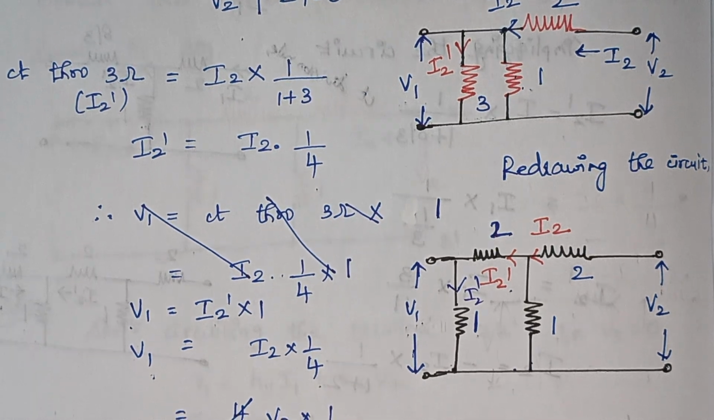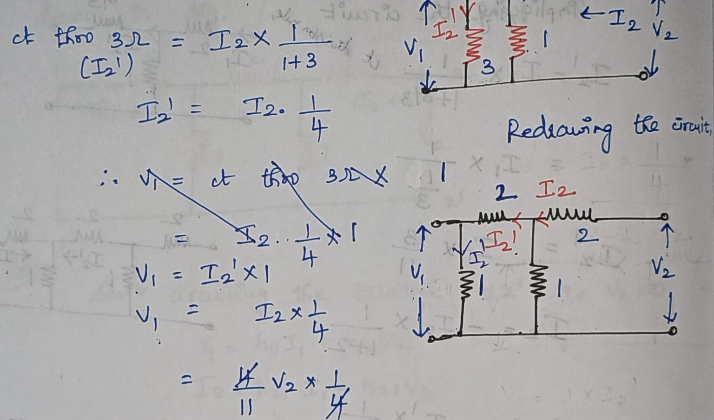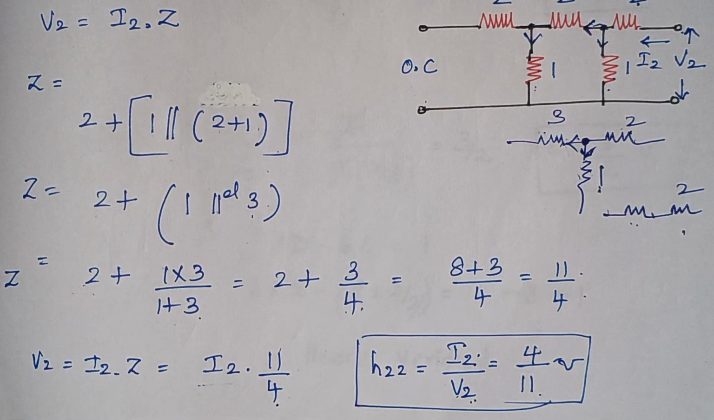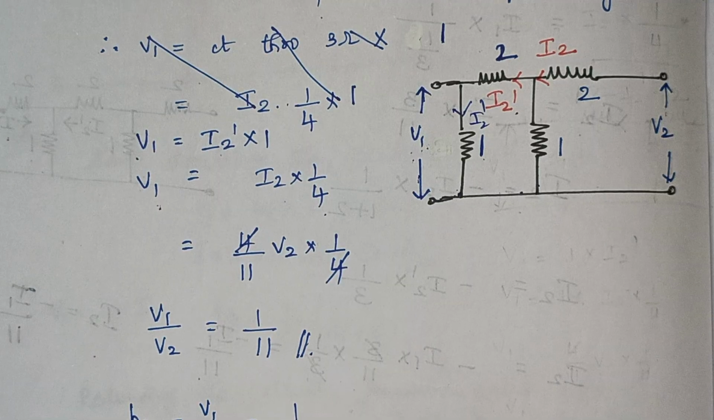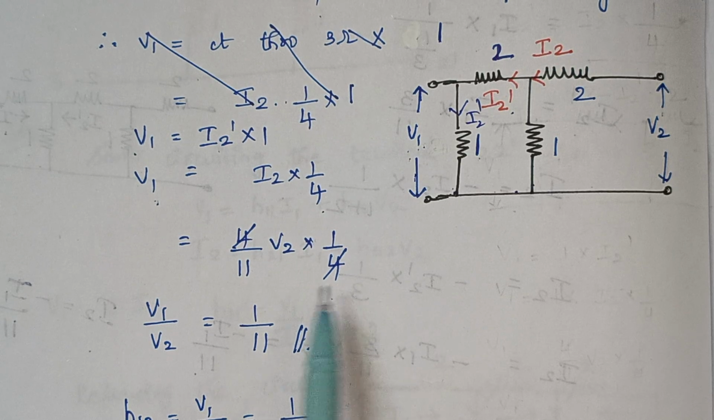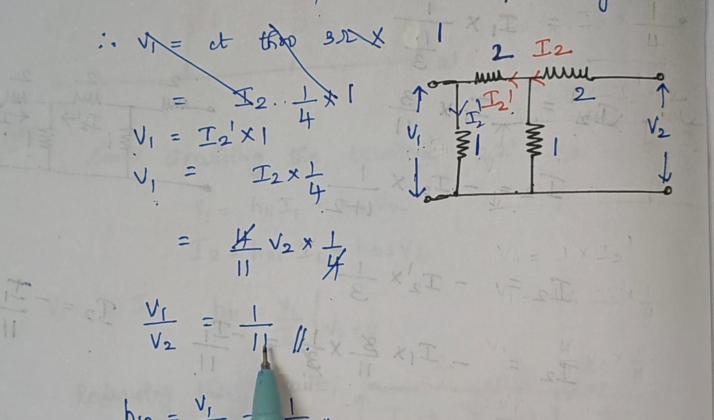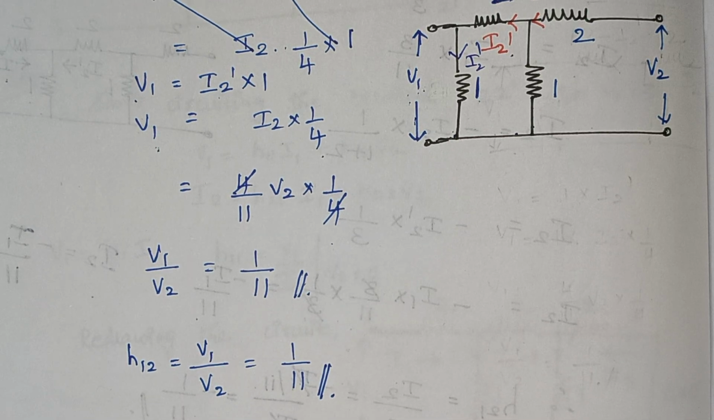So again, what is the value of I2? We have just now calculated, right? From this equation, I2 is nothing but 4 by 11 into V2. So just substitute the values: 4 by 11 into V2 into 1 by 4. So here we end up with 1 by 11. That is the ratio of V1 by V2 is 1 by 11. Finally, we have calculated all the 4 parameters.